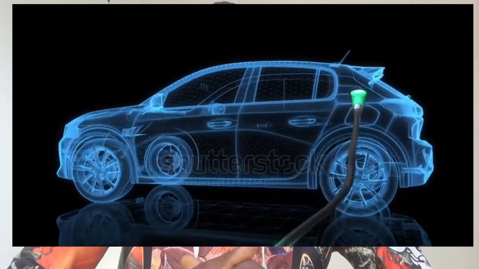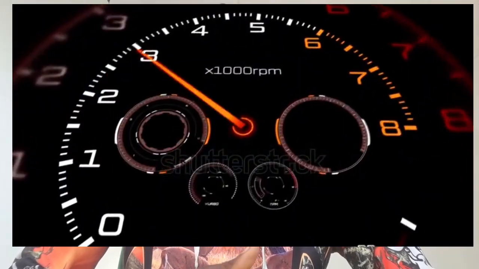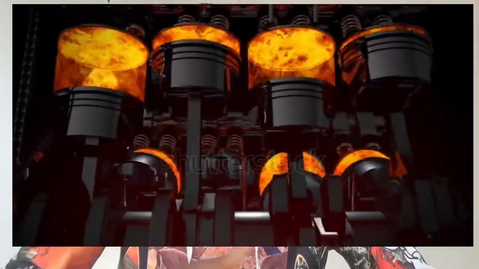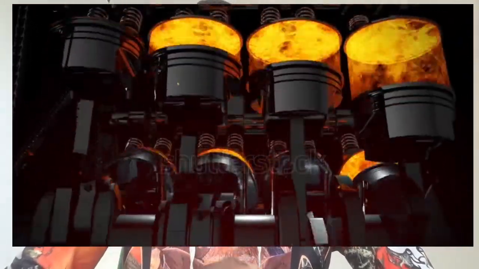Okay, let's dive in. Mechanical engineering is the branch of engineering that deals with machines, motion, and energy. It focuses on how energy is converted into useful work in real-life systems, like engines and generators.